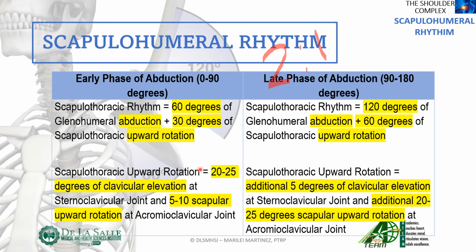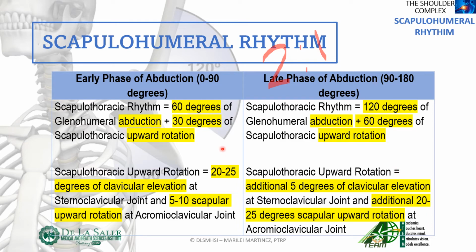on top of the initial 20 to 25 degrees of clavicular elevation from the early phase, between 0 and 90 degrees of abduction. And there is also an additional 20 to 25 degrees of upward rotation of the scapula at the acromioclavicular joint, in addition to the 5 to 10 degrees of upward rotation at the AC joint that already happened during the early phase, 0 to 90 degrees of abduction. So that is your scapulohumeral rhythm.